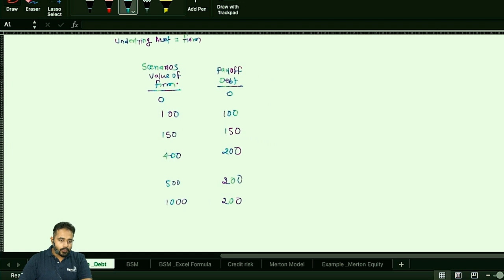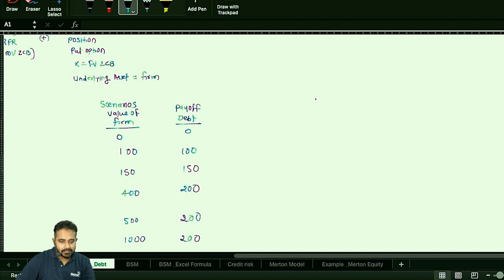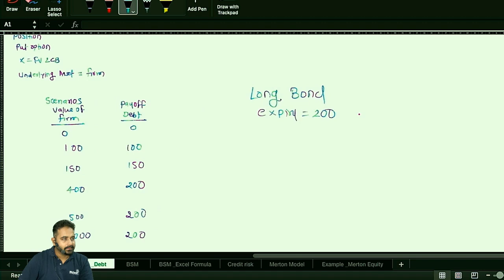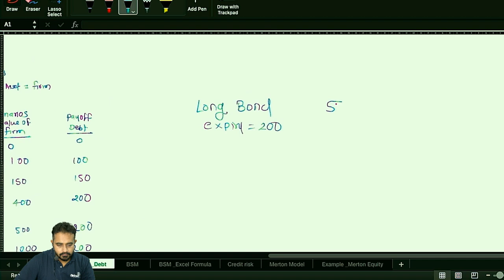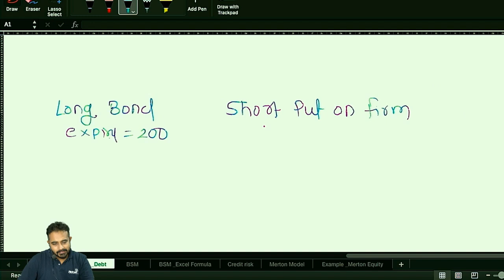Now let's do this with an option analogy. Let's think of this as some sort of an option analogy. Let us say that you have a long position on some bond, which on expiry is going to give you 200. At the same time, you have a short position on a put option on some firm. Now it's actually a stock, but let's say you have a short position on the firm with a strike price equal to 200.